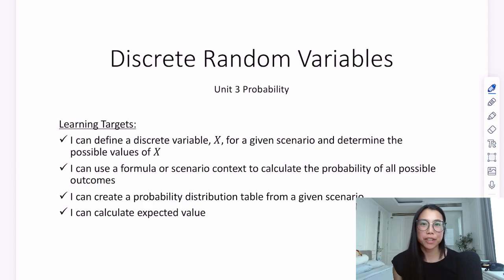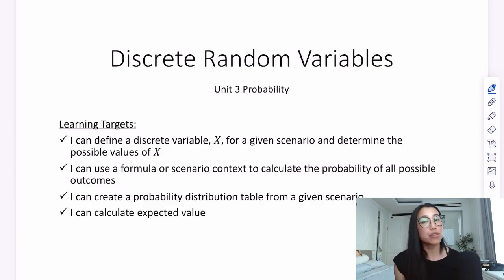Hello. In today's video, we are going to be talking about discrete random variables or discrete probability distribution functions. Your goals for this lesson are to be able to define a discrete variable x for a given scenario, determine the possible values of x, as well as their associated probabilities.